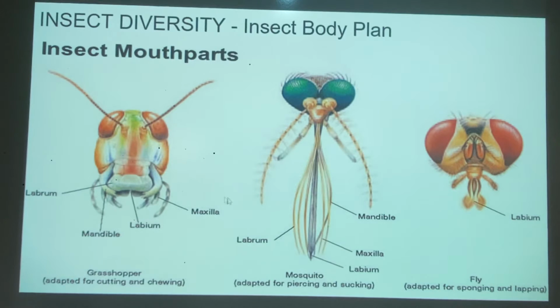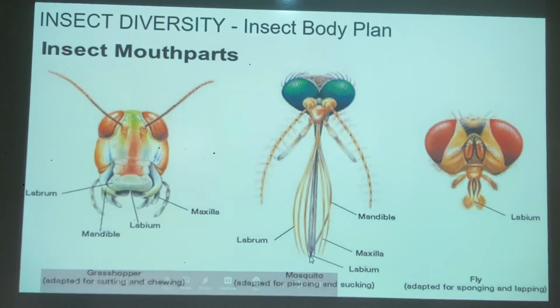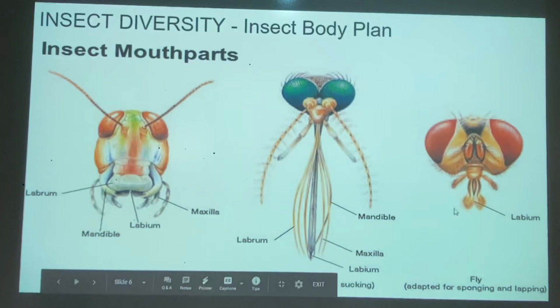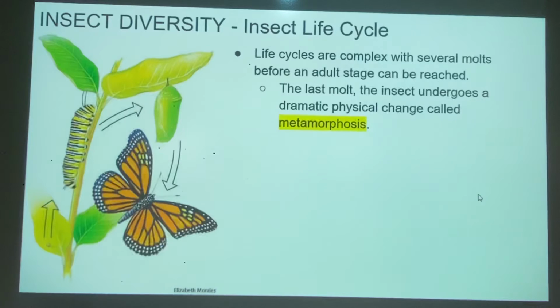And then you've got the mosquito that has this very large straw-like structure or labium. And that's because they're going to pierce skin and then suck up with a straw. And then you've got the fly who's got more of a fluffy labium, and that's because they're going to lap, almost like a dog drinking water on a hot day.